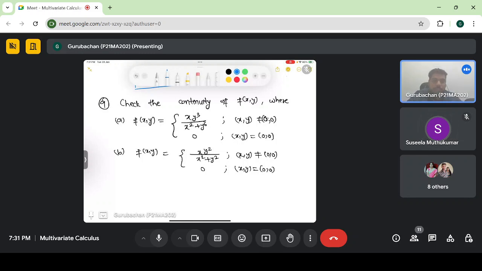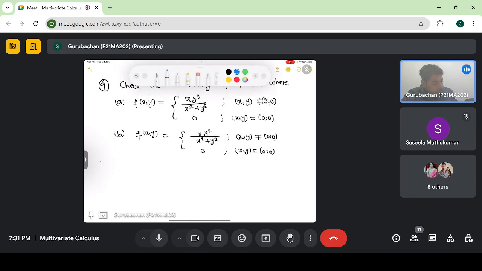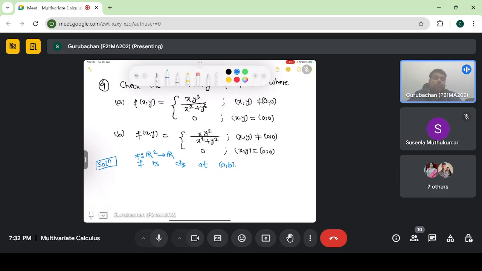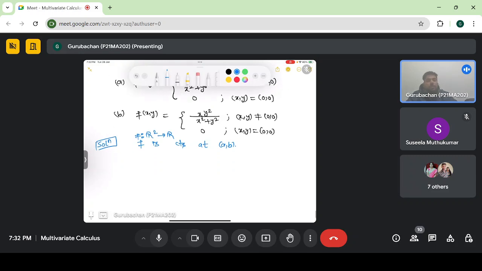So with these two examples, we can understand how to check the continuity of a function. Can anybody let me know the formal definition of continuity? How to check a function is continuous at some point? Suppose I am telling you function f is continuous at some point (a, b). Then obviously we are working in two variables, so the function is R squared to R. What do we have to see to check the function is continuous? For any epsilon positive... No, wait. That is the formal definition. You are directly going to that.